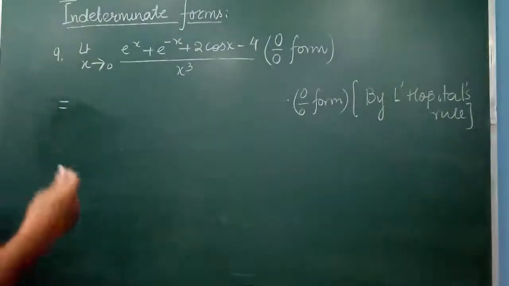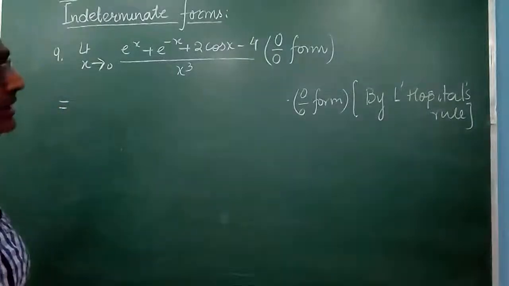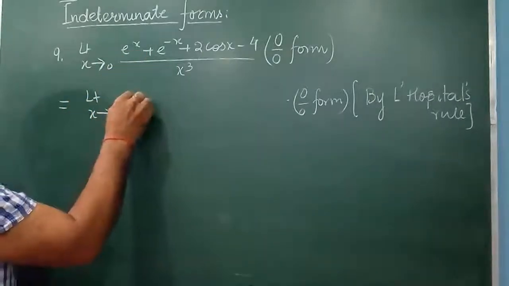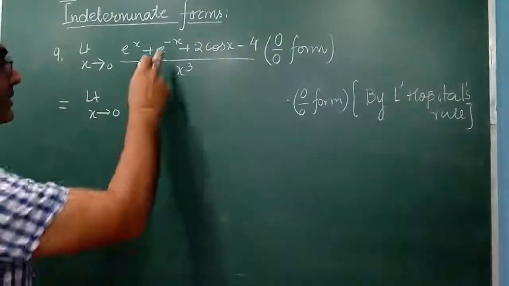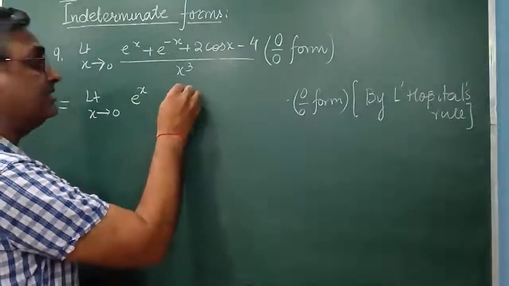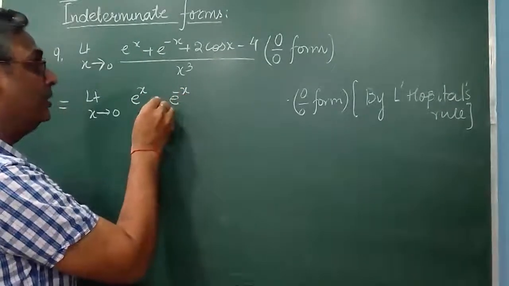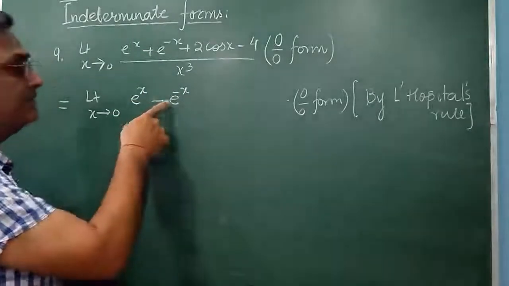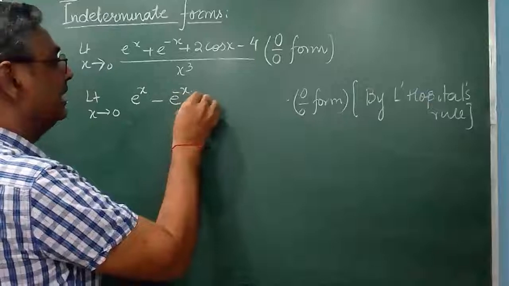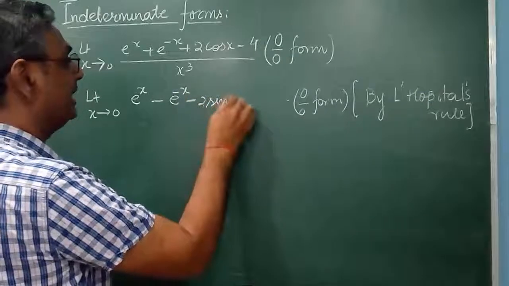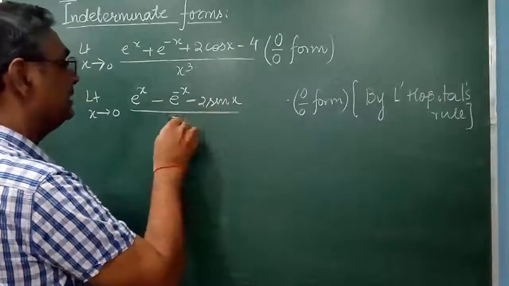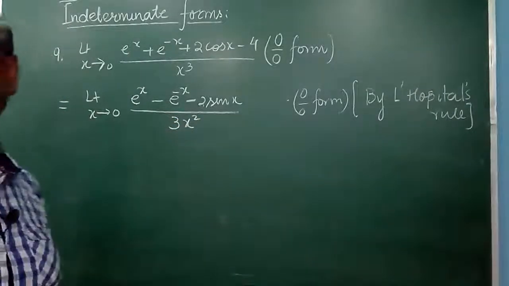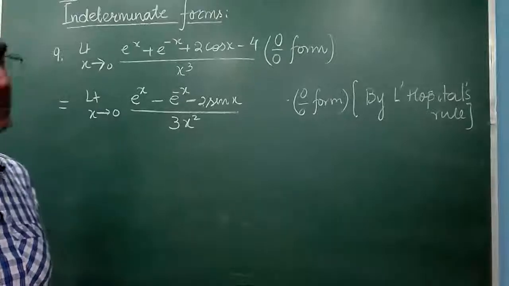We can differentiate the numerator and the denominator. So what can we do? Limit x tending to 0, differentiation of e to power x is e to power x, differentiation of e to power minus x is e to power minus x into minus 1. Minus 1 will be multiplied with this, here we will be getting minus, and 2, this is sin x, and downside we will be getting 3x square. If I put 0 in the denominator, it will be coming 0.